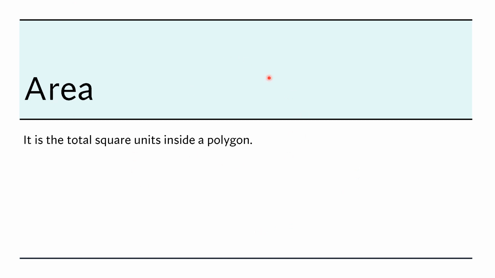Another definition that we want to look at is the area. It is the total square units inside the polygon, or what it contains in a closed figure in a two-dimensional aspect.